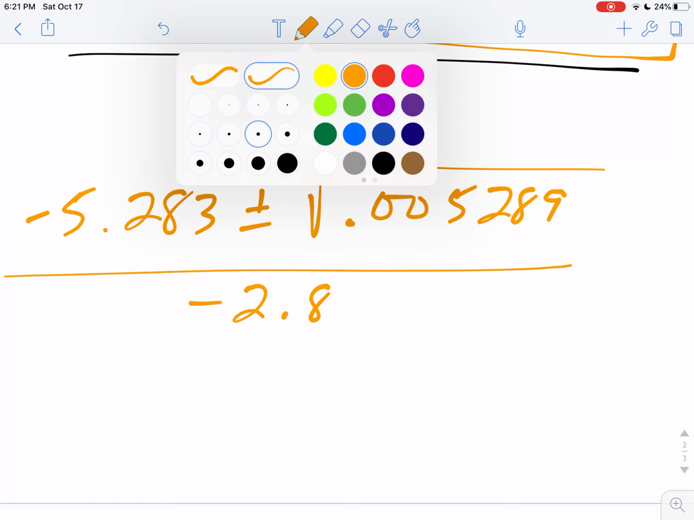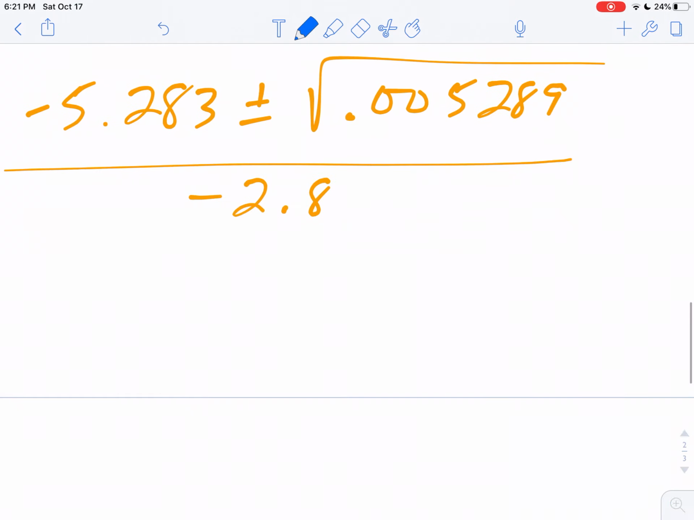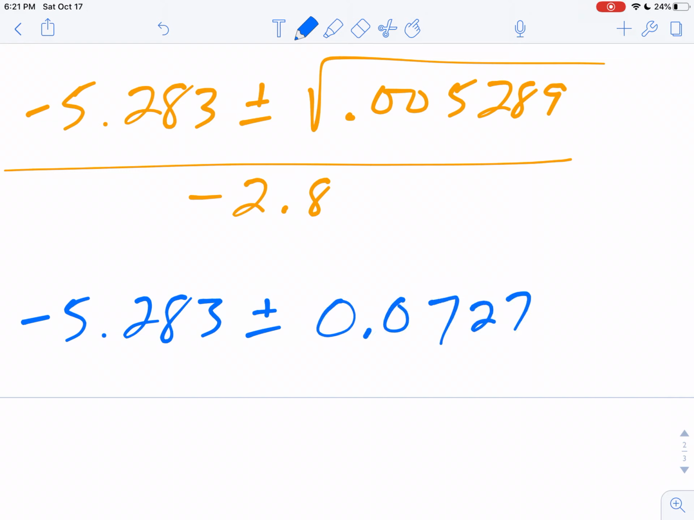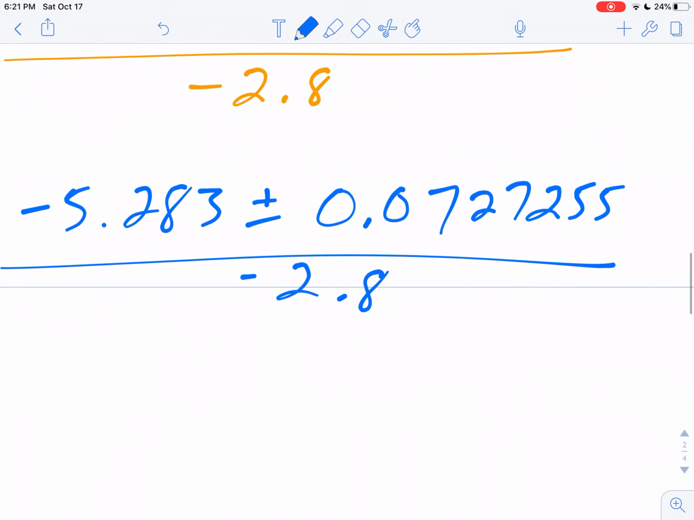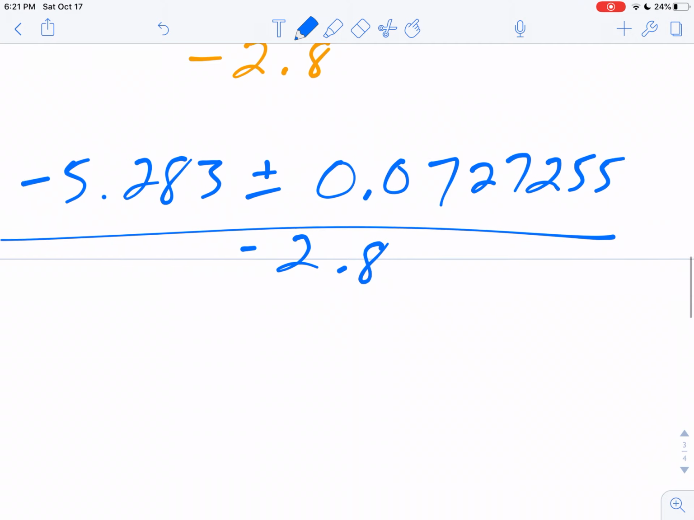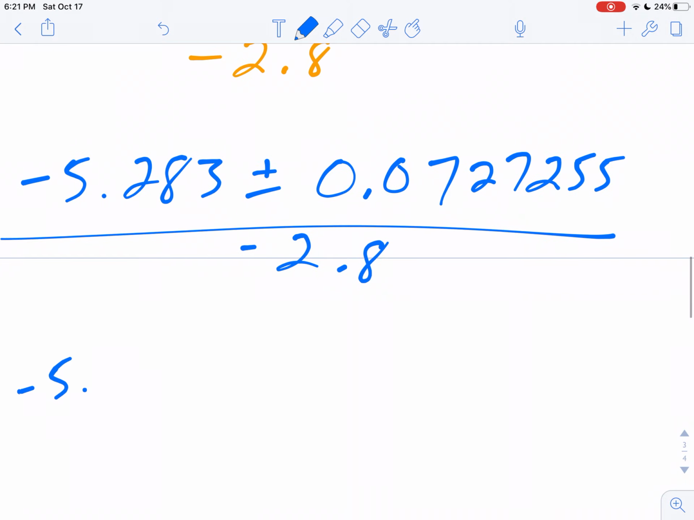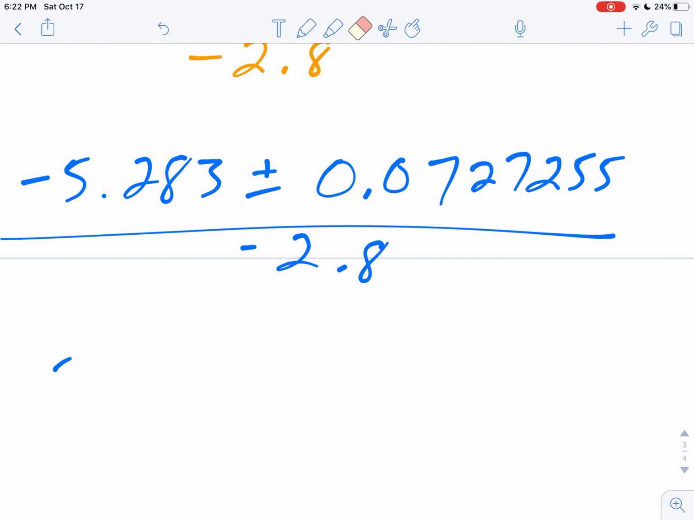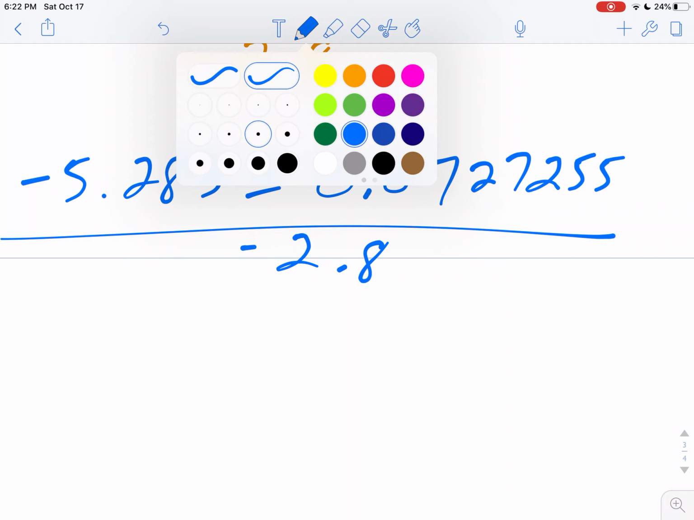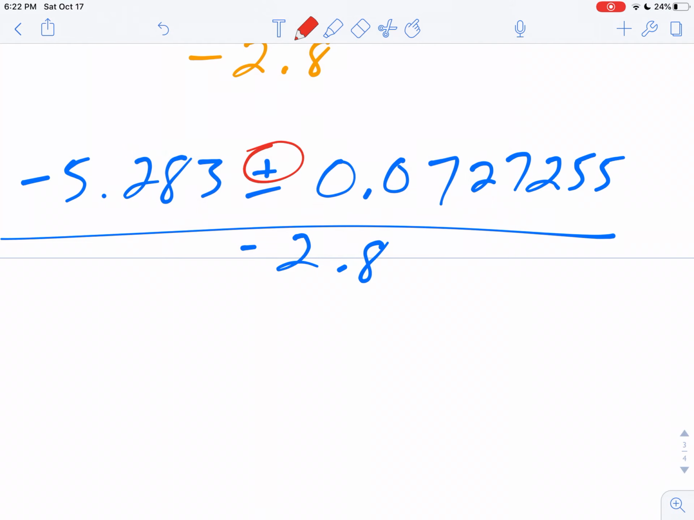Well, taking the square root of that number becomes, I have negative 5.283 plus or minus 0.0727255. Well, we still got to finish it. We're going to get two possible answers because we have to do this plus that number, and minus that number. So just be careful what you type in. I'm going to type this in with a plus right now.